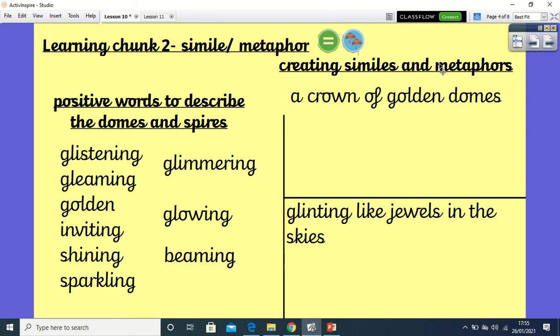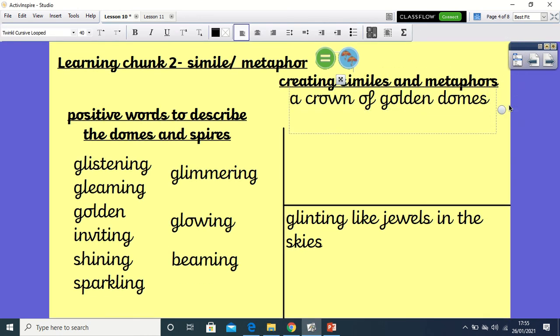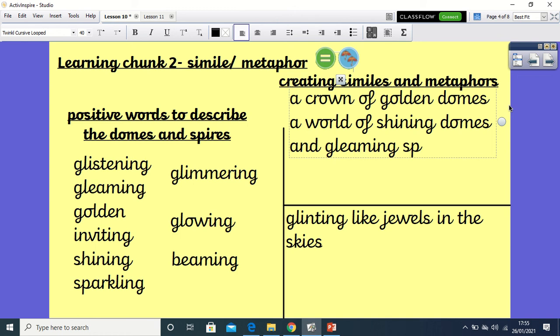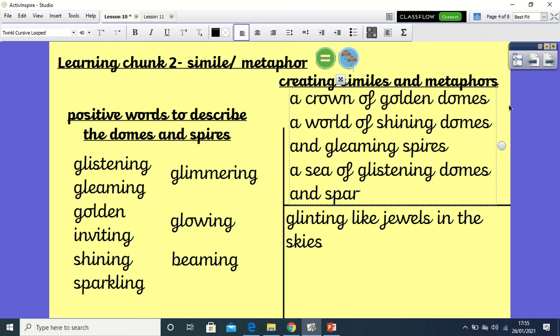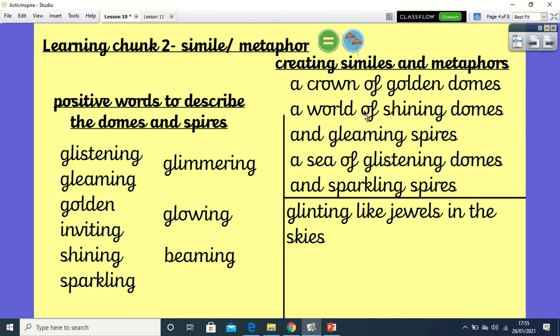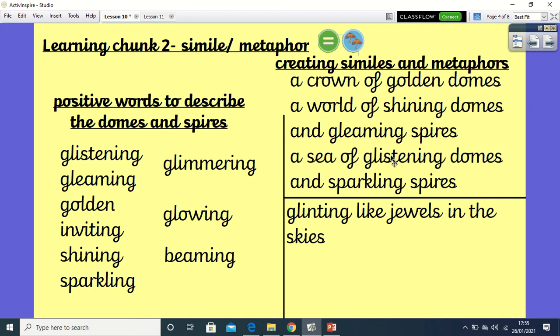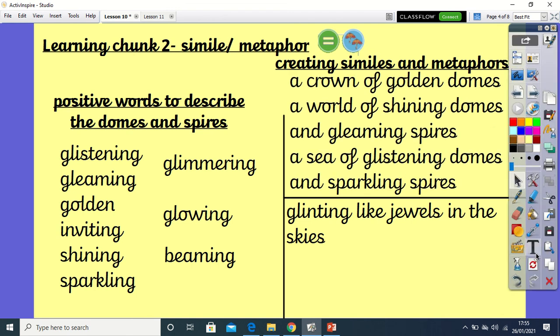Okay, so I'll pop a couple more down here. So a crown of golden domes, we might say it's a world, because it's not the whole world, that's the metaphor, a world of shining domes and gleaming spires. We might suggest that it's a sea of glistening domes and sparkling spires. And we've got alliteration in there as well. So hopefully you can see the difference. We're just saying that it is a crown of golden domes, it is a world of shining domes, it is a sea of glistening domes, even though we know it's not literally true.